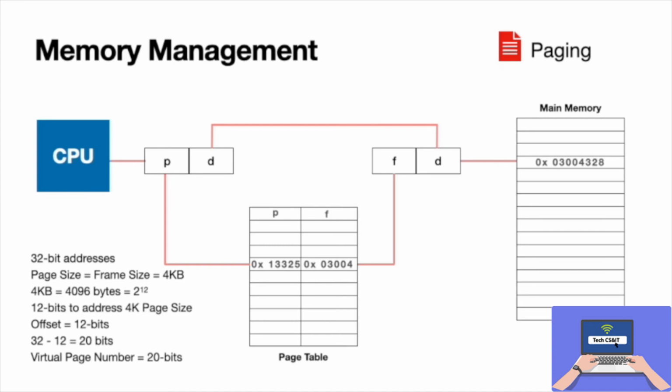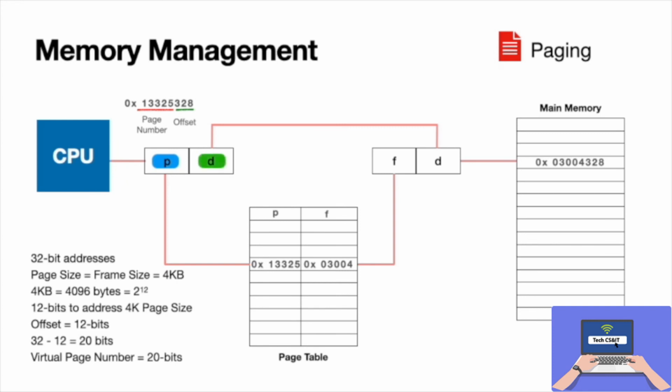So let's say the CPU generates a logical address of 13325 325. Of course, that's hexadecimal. The five digits 13325 are actually the page number, and the 325 is the offset. This offset is separated by the MMU, and the page table is consulted to get the actual frame number.